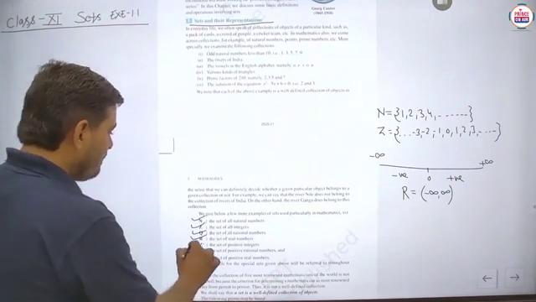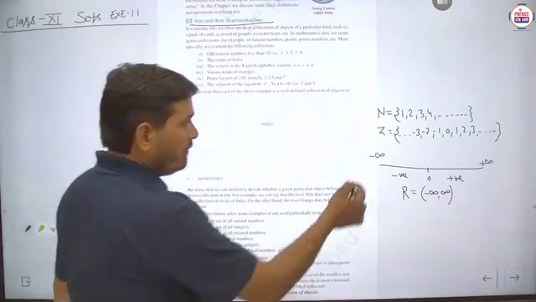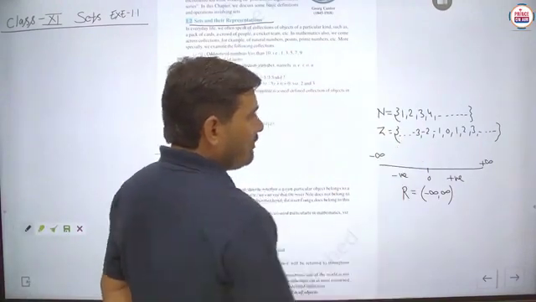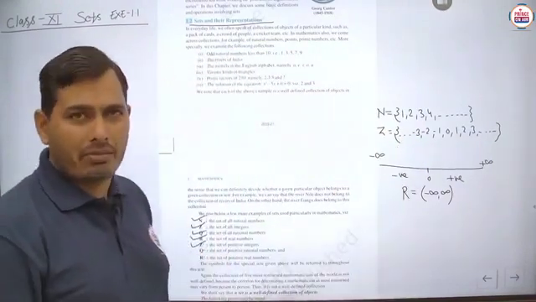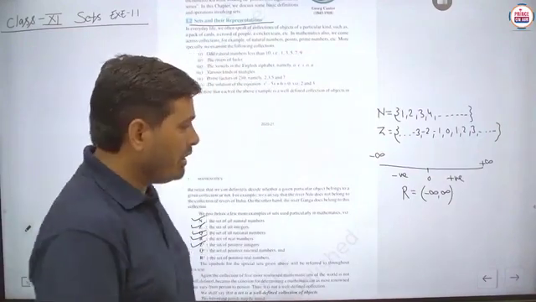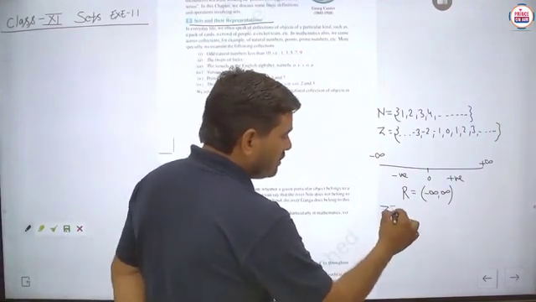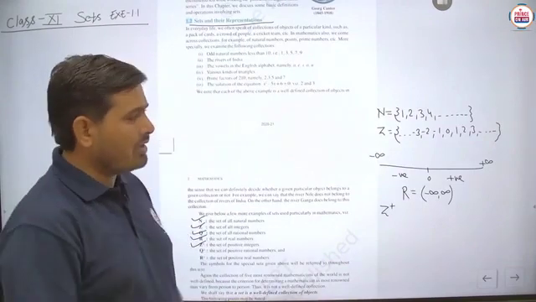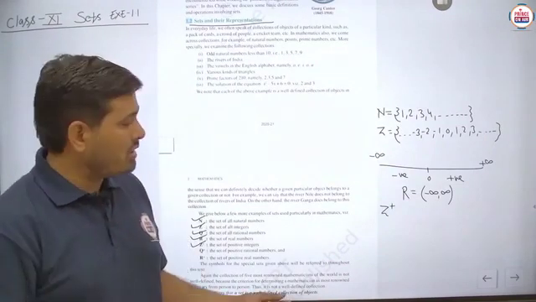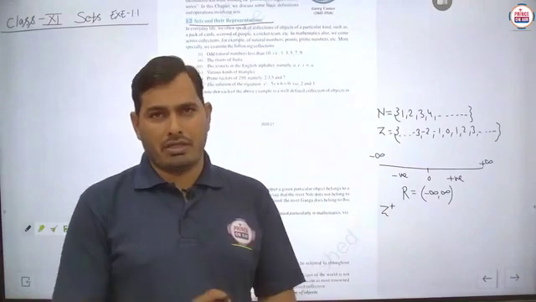Next, Z plus. If we look at the various types of integers, an integer can be either positive or negative. What is the meaning of Z plus? Z plus specifies that we always take only the positive integers.